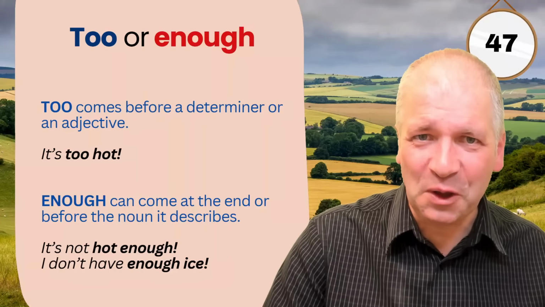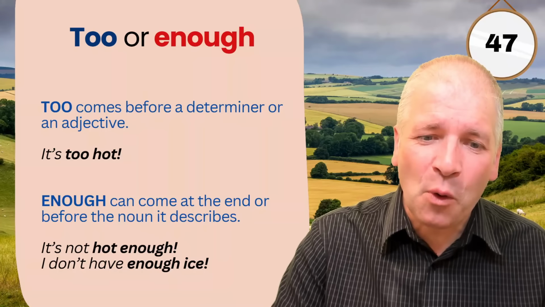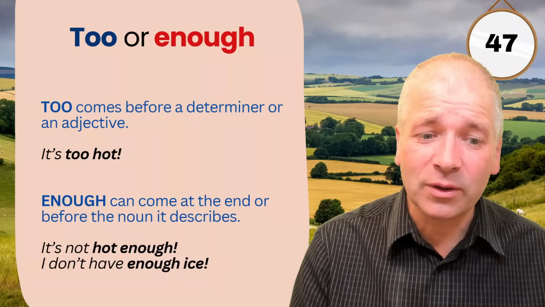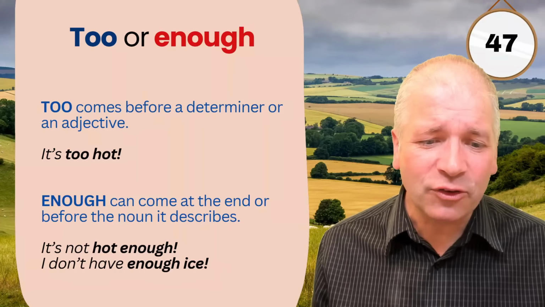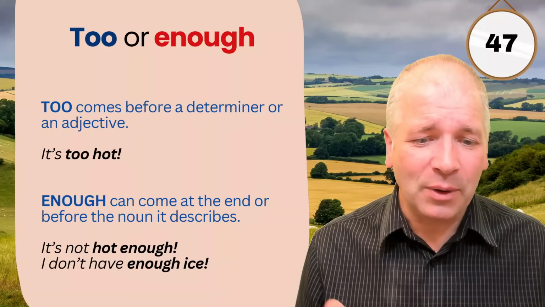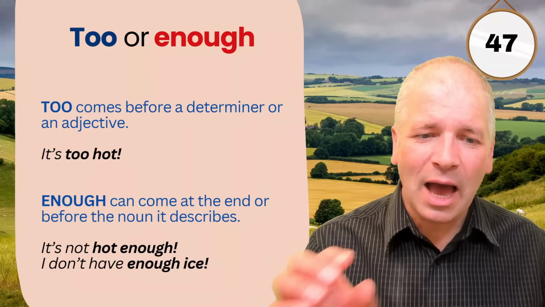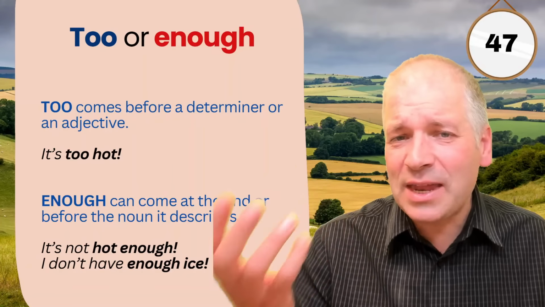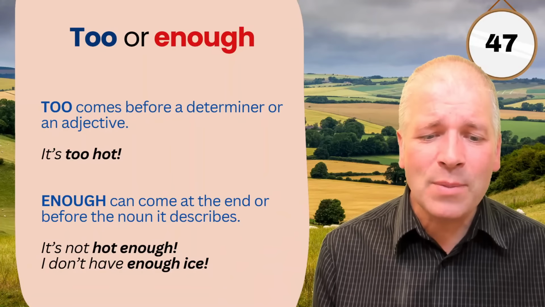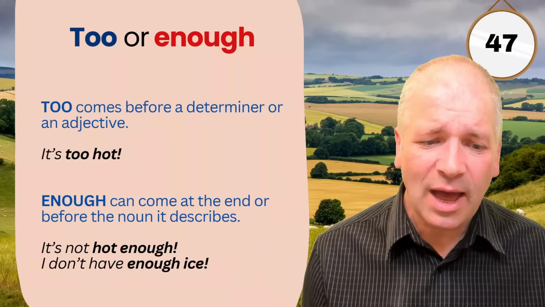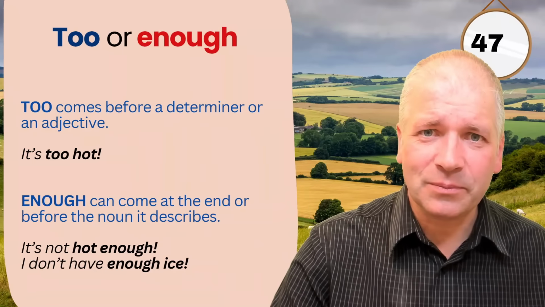Do you use too or enough? This often confuses. Well, too comes before a determiner or an adjective. For example, it's too hot. But enough can come at the end or before the noun it describes. So it's not hot enough. Here we have hot as the adjective and then enough afterwards. But when we have the noun, enough goes before it. I don't have enough ice.